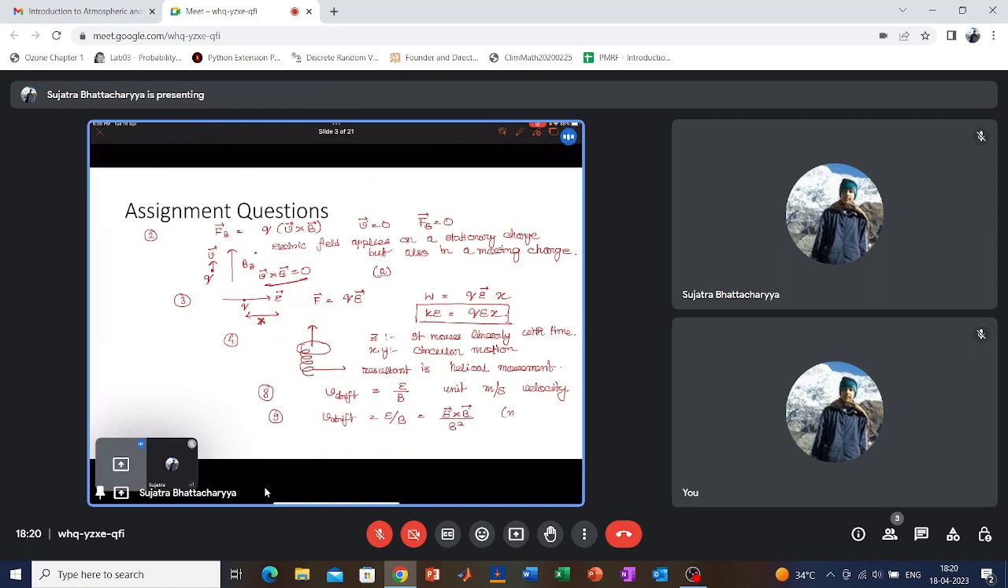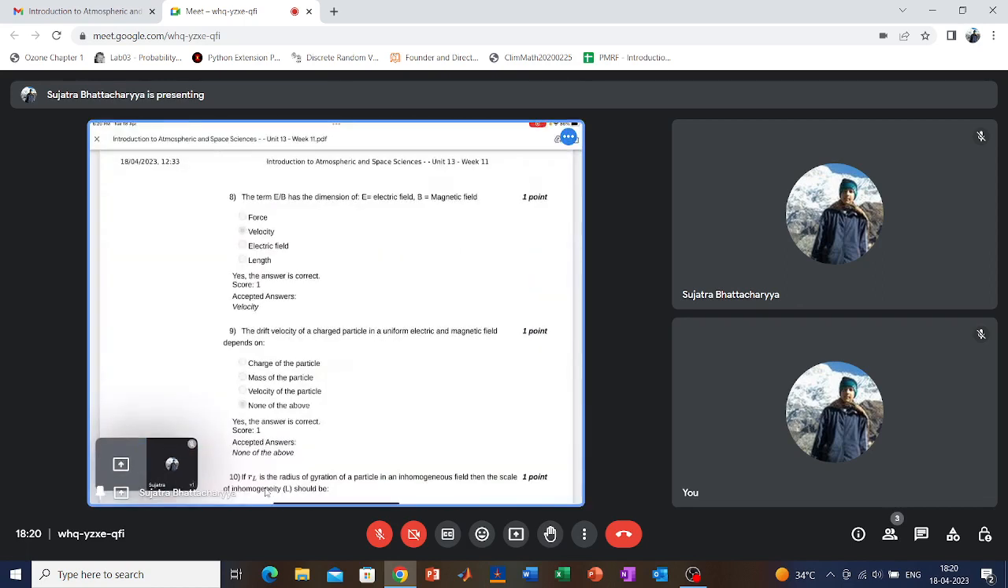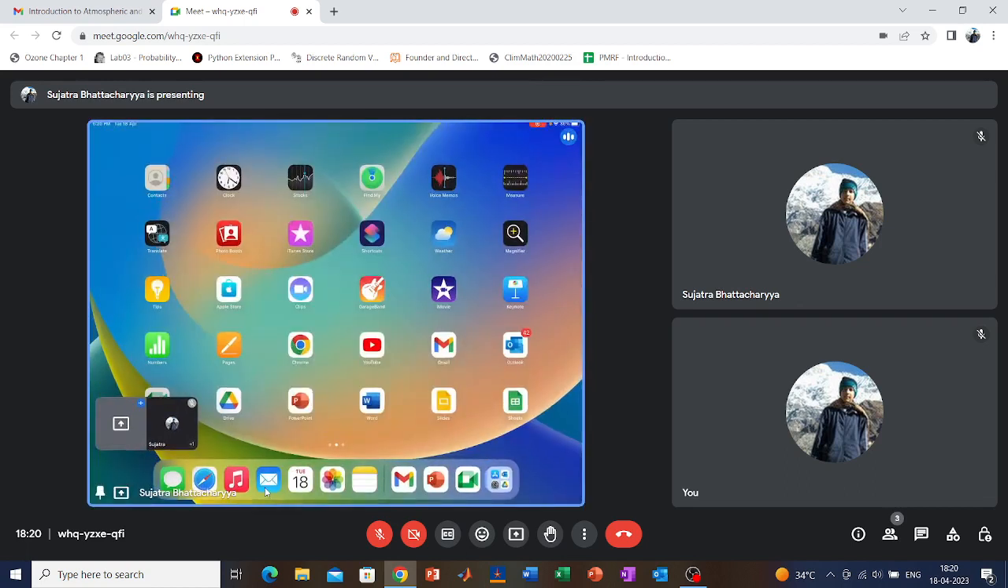So no charge, and velocity. Of course it is not dependent on velocity, because it's the velocity's expression which we are finding out. So it will not depend on velocity as well. And the third option was what? Mass of the particle. So it is also not dependent on the mass.